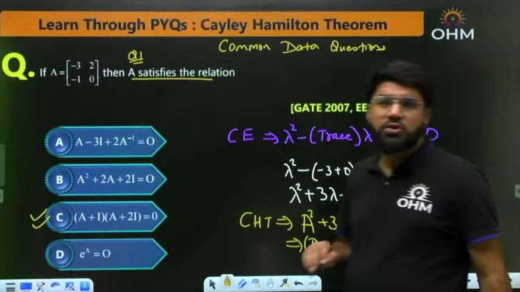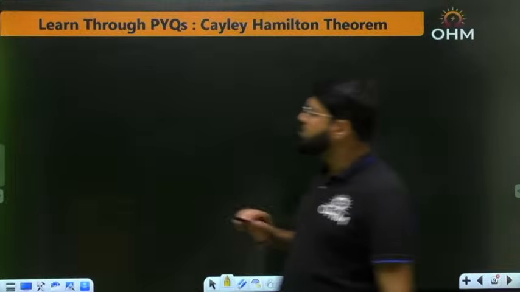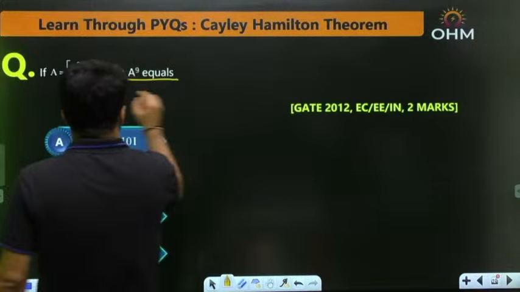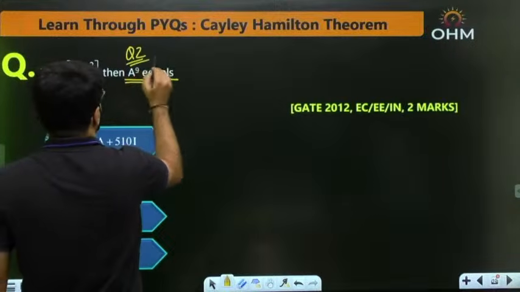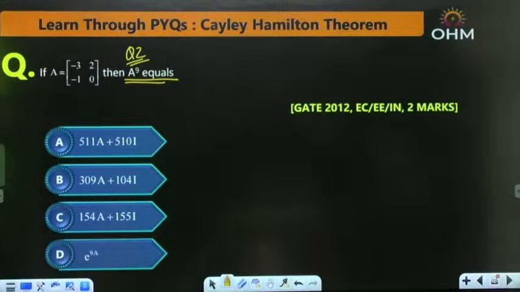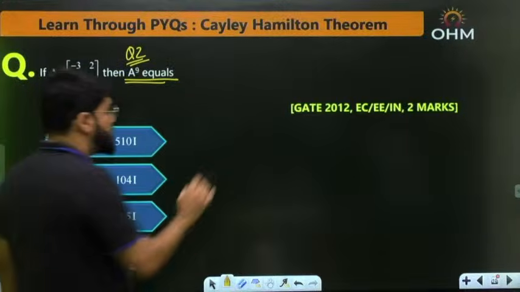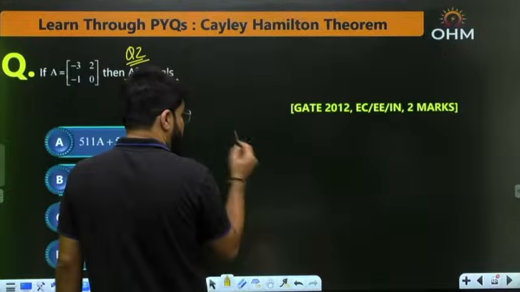As I told you, this is common data. For the same matrix, now you see the question number 2. What is A power 9? So what is the result obtained? We'll solve it in continuity.